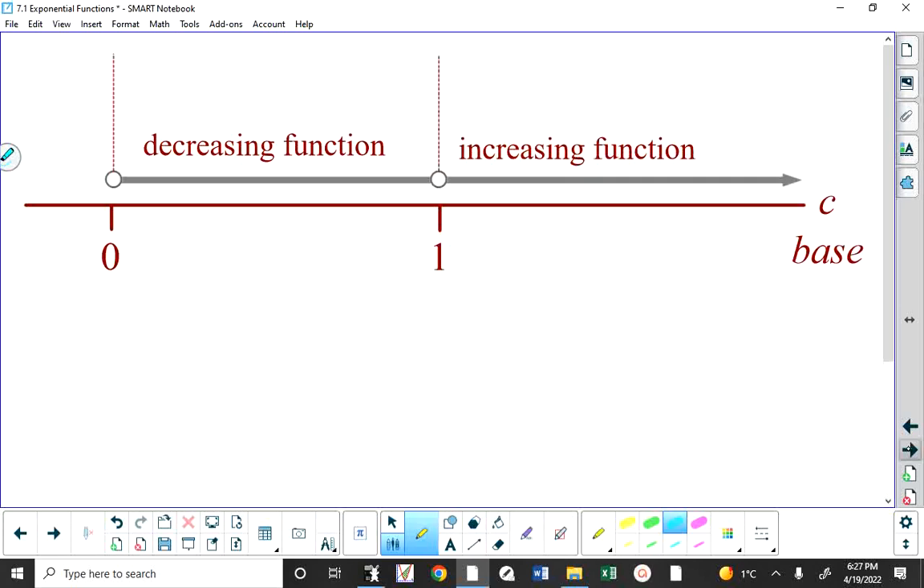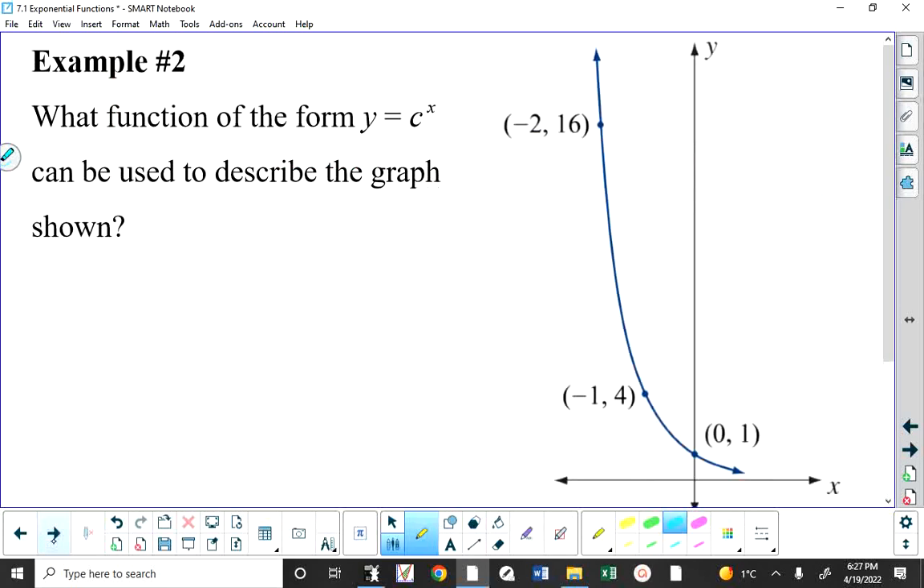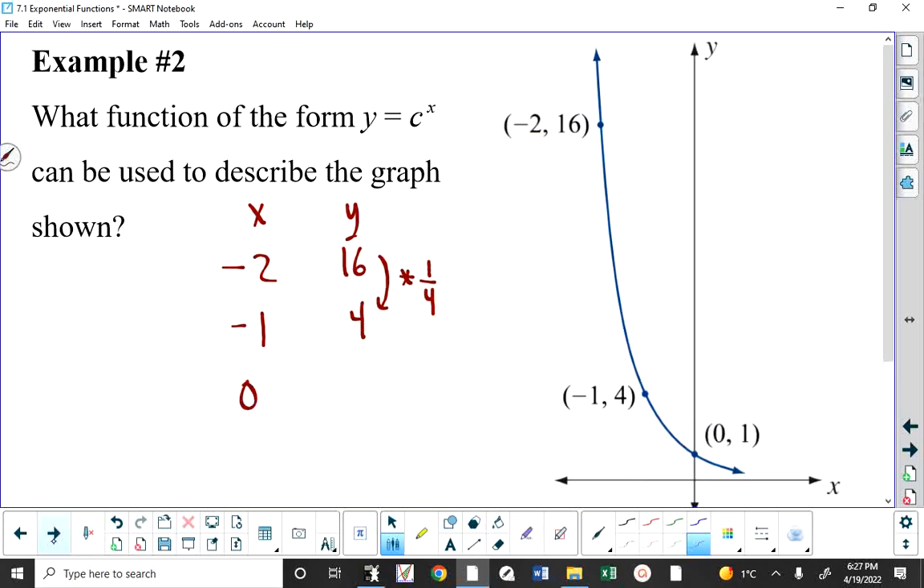All right, let's take a look at example 2. What function is this exponential function? Well, look, when you go from -2 for x to -1 for x, the y-coordinate changes from 16 to 4, which is multiplying by a quarter. When you go from -1 to 0, the new y-coordinate becomes 1, which is multiplying by a quarter. So we're adding 1 each time, and what happens is y gets multiplied by a quarter.